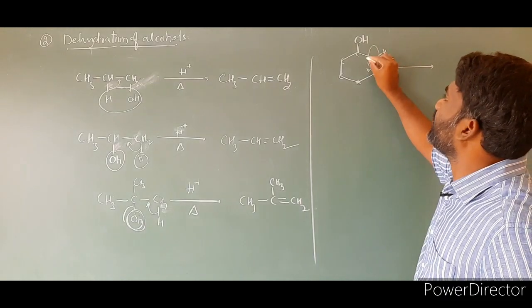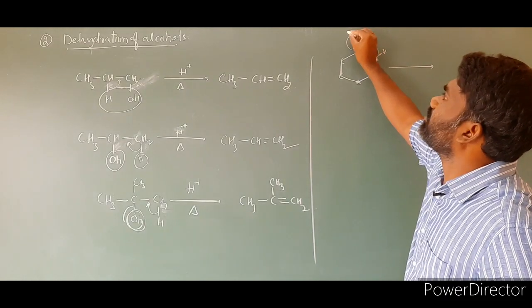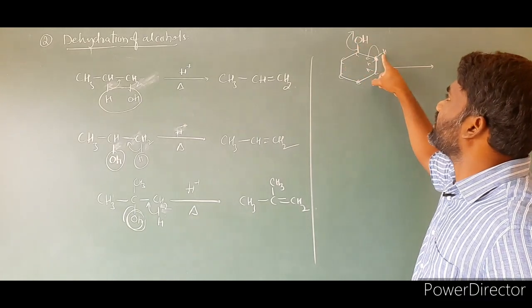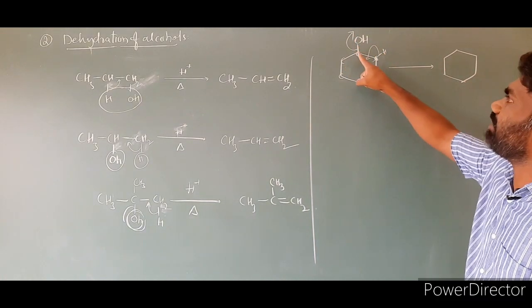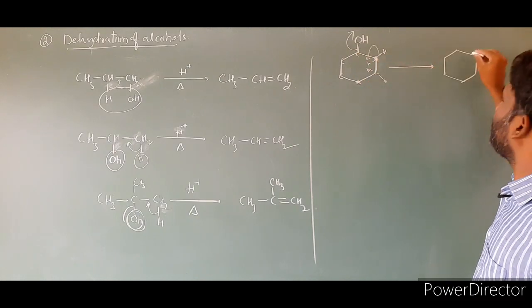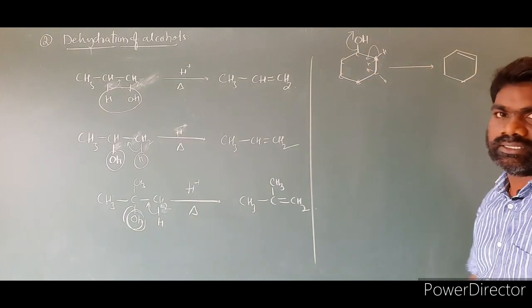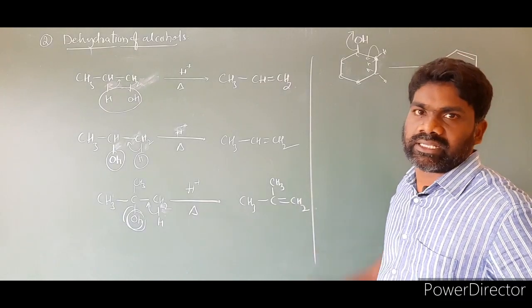Then this hydrogen will go, this bond will come here, and this OH will go outside. OH with this H converts into H2O. What remains is a double bond formed between this carbon and this carbon, like this. This is another product formed in the reaction.